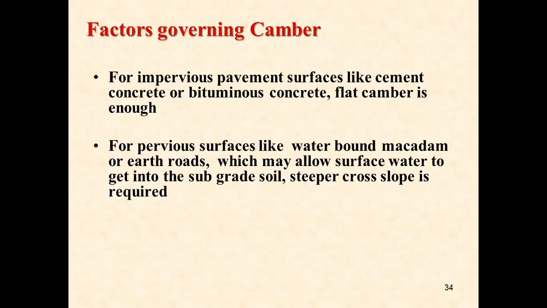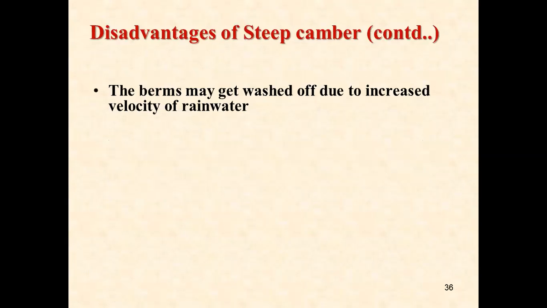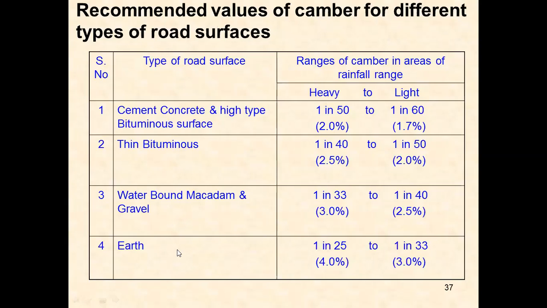So that's why for cement concrete and bituminous surfaces the camber is somewhat lesser. And if you go for earth roads and gravel roads, a more gradient has to be provided, so more camber is going to be provided. Steeper camber may also be provided in areas of heavy rainfall. These are the recommended values of the cambers for different road surfaces. We can see that for cement concrete and high type bituminous surface, the minimum is 1.7% and maximum 2%, that is 1 in 60 to 1 in 50.